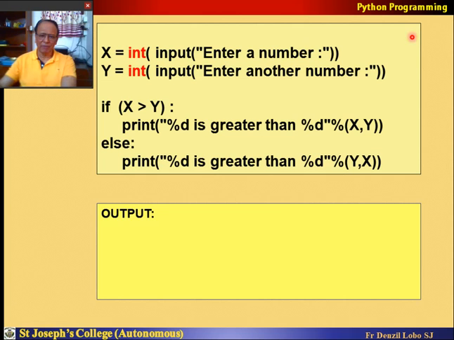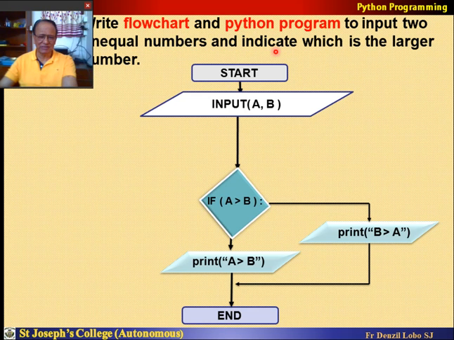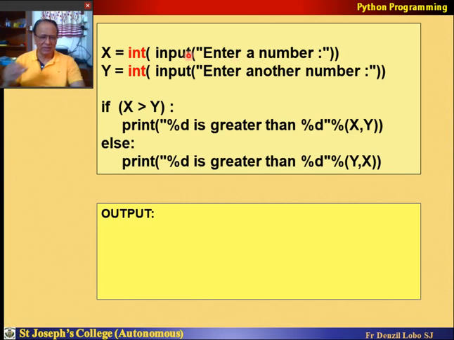In Python code, first we have to input two numbers. Here we say input, this is the flowchart, input A comma B. So here we have to input each number separately. So first number input, which you are already familiar with.